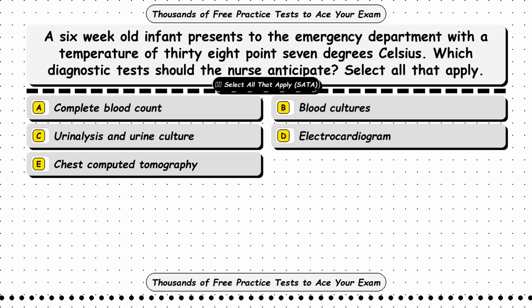Question 39. A 6-week-old infant presents to the emergency department with a temperature of 38.7 degrees Celsius. Which diagnostic test should the nurse anticipate? Select all that apply. Option A. Complete blood count. Option B. Blood cultures. Option C. Urinalysis and urine culture. Option D. Electrocardiogram. Option E. Chest computed tomography.